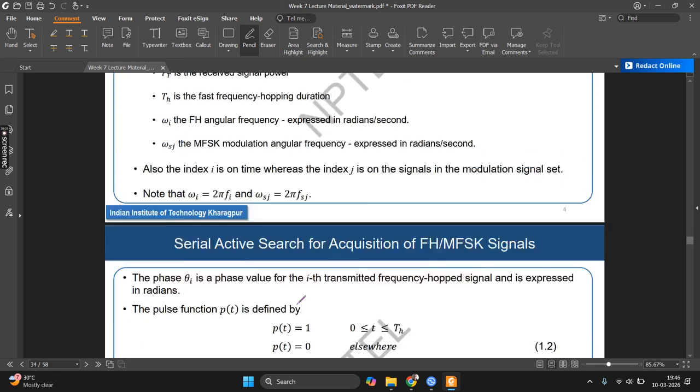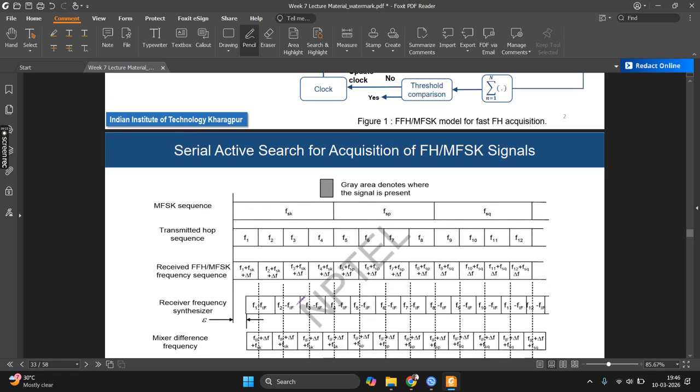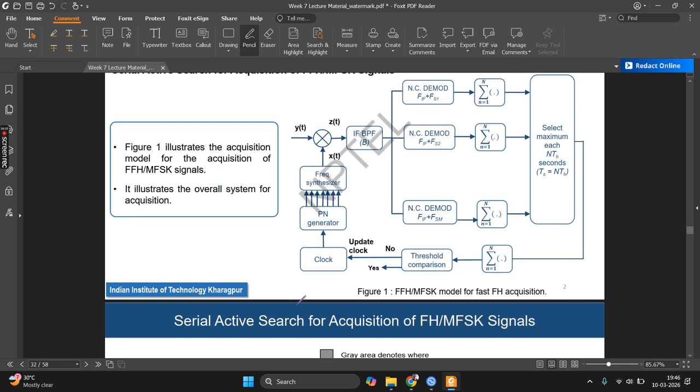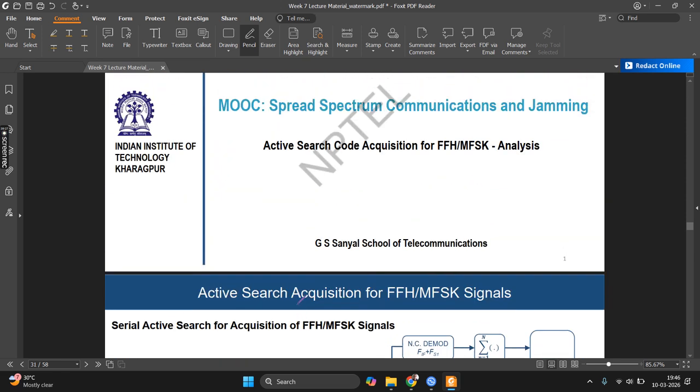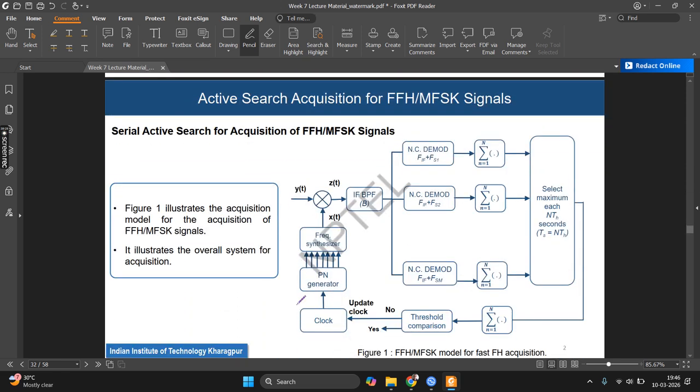We will now be doing an analysis of the code acquisition. We will first take a small break, maybe 5 minutes. We'll take a 5 minute break, then we will go into the analysis.